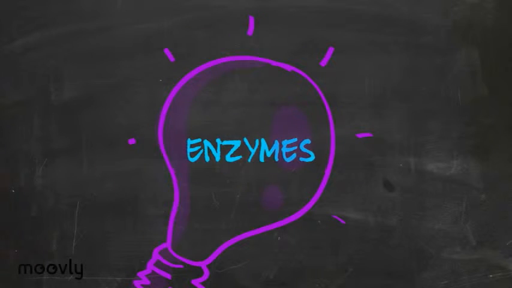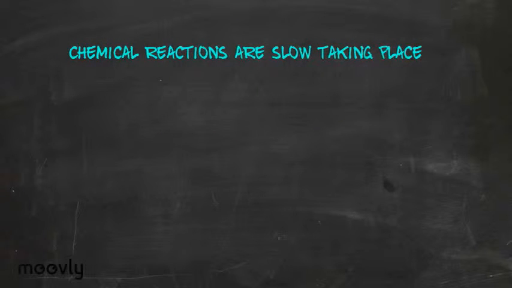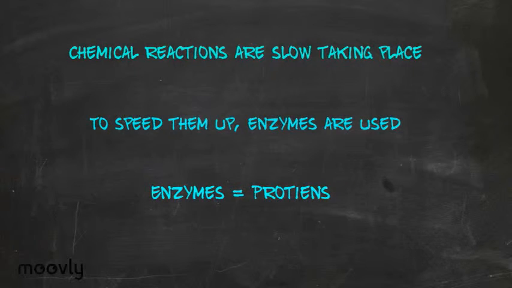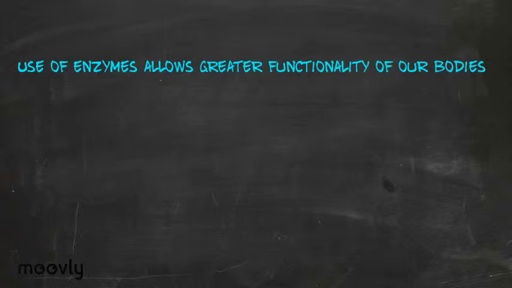In this video, we will be talking about enzymes. Chemical reactions are slow taking place, so in order to speed up these reactions, our bodies use specific proteins called enzymes. The use of enzymes is necessary for our bodies to function well.